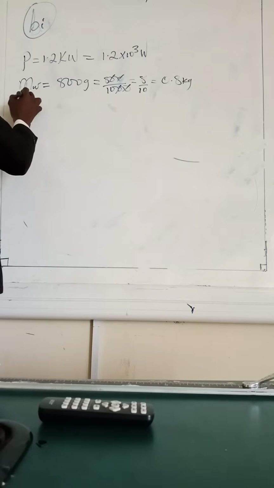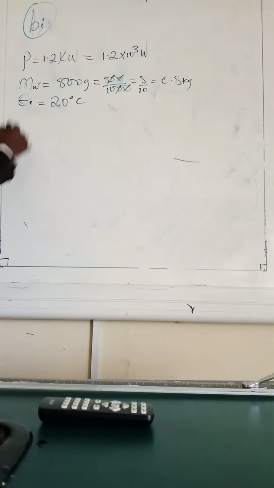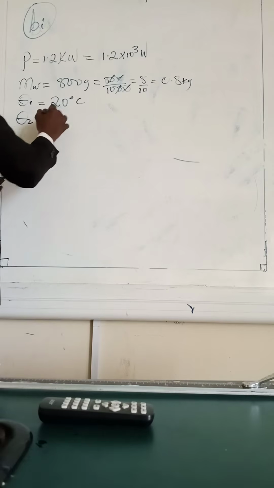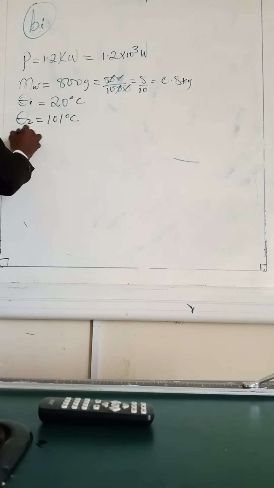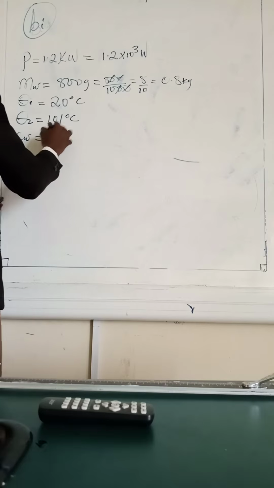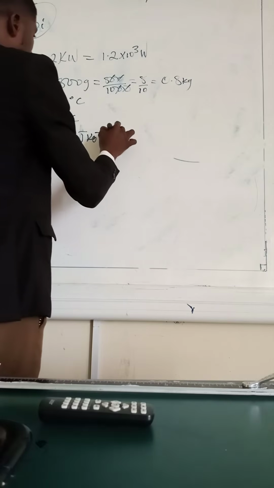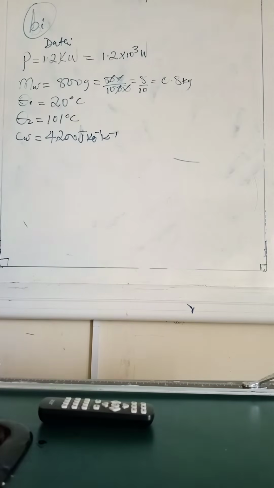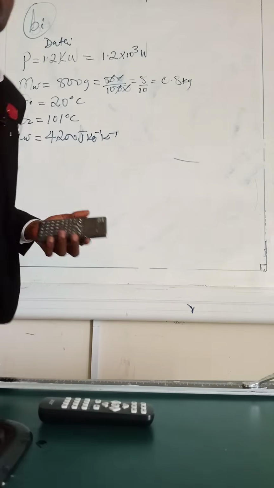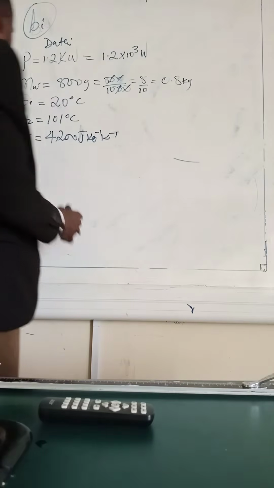Then we have the initial temperature of water, θ1, equal to 20 degrees Celsius. And the boiling point of water, which is θ2 in this case, is 101 degrees Celsius. The specific heat capacity of water, C_W, is equal to 4,200 joule per kilogram per Kelvin. So we are done with our data collection. If your data collection is correct, you are going to substitute correctly too.